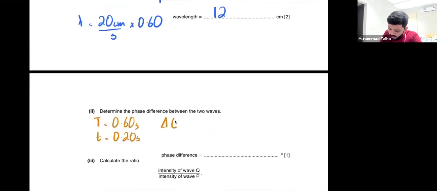For the phase difference, I'll take how far apart they are as a fraction of the total time period. Because this says to give the answer in degrees, I'll multiply by 360 degrees. So this turns out to be 120 degrees.